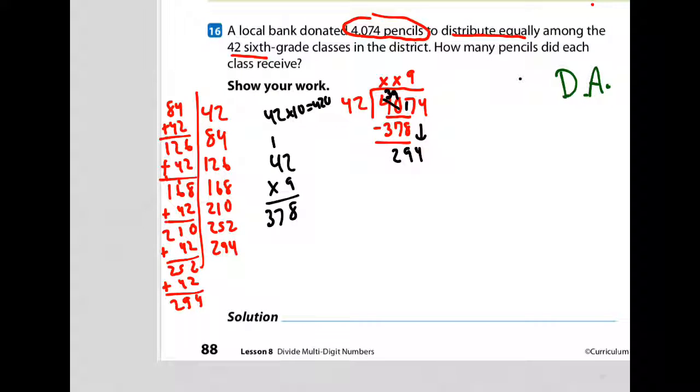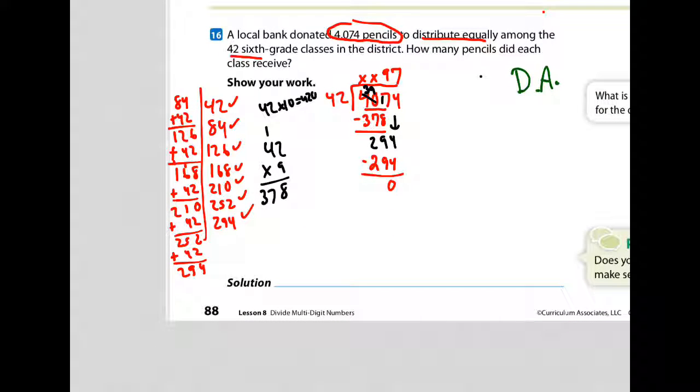So 42 goes into 294 1, 2, 3, 4, 5, 6, 7 times, which is 294. Subtract, 0. My answer is 97. So how many pencils did each class receive? The answer is 97 pencils.